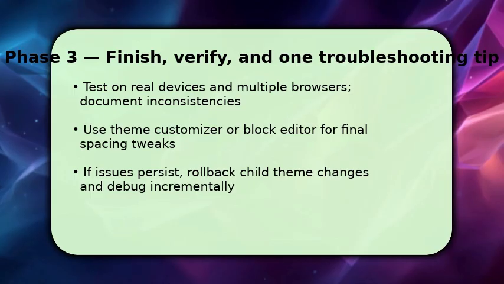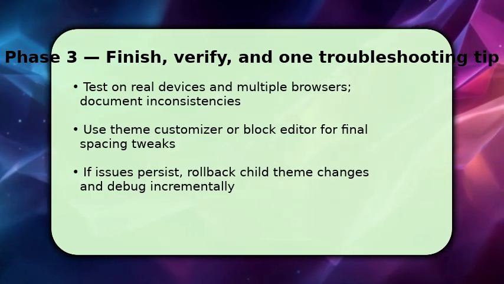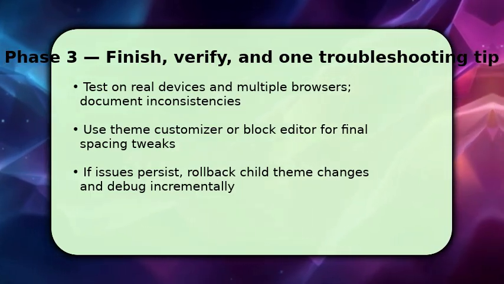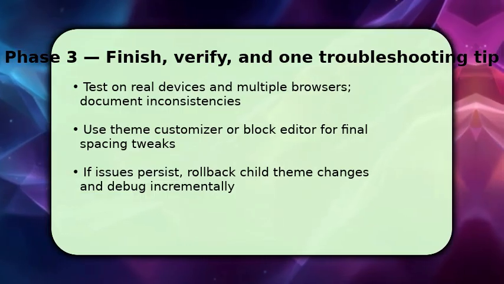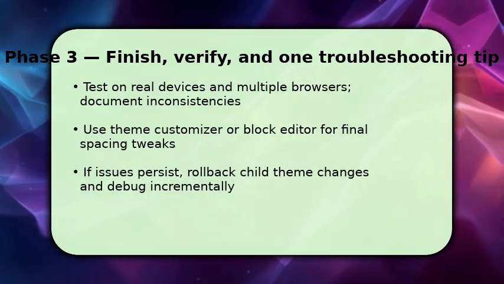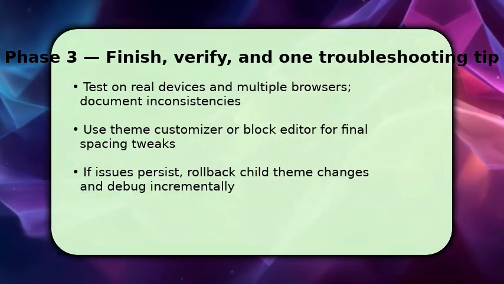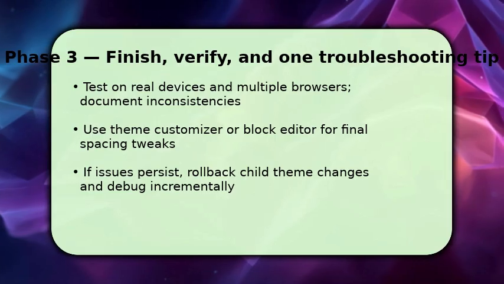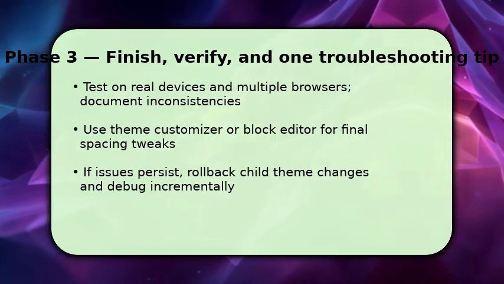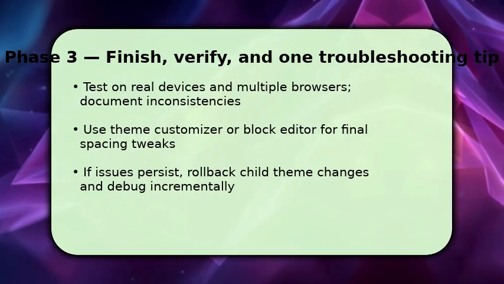Then use the WordPress customizer or block editor to make final spacing and typography tweaks so everything looks cohesive. Once complete, run performance checks, images, fonts, and third-party scripts, and optimize. If something breaks, revert the last child theme change and debug step by step.